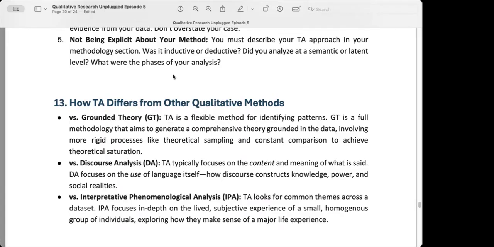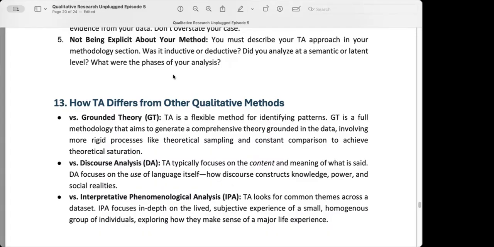It's often less concerned with the meaning behind the words in a psychological sense, and more focused on the performative nature of language, how language does things in the world, how it shapes reality, rather than simply reflecting it. So DA focuses on language use and construction, TA on content and meaning. A good summary. Finally, versus interpretive phenomenological analysis, IPA. Thematic analysis often looks for common, shared themes across a dataset, which can be drawn from a potentially diverse group of participants and frequently involves a somewhat larger sample size than IPA.